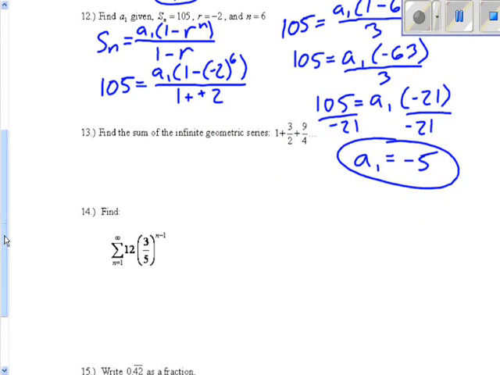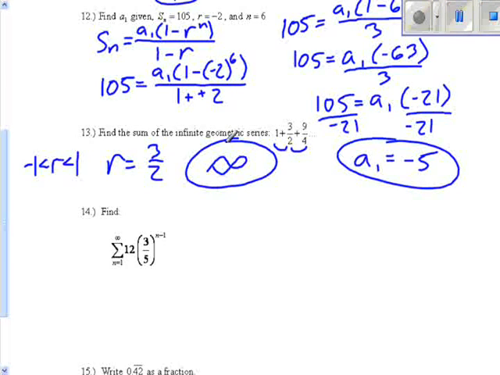For the next one, I want to find the sum of the infinite geometric series. So this is going to continue forever. So first thing I need to do is find out what I'm multiplying by. So my r value for this one, it looks like I'm multiplying by 3/2. So to get each term, we're multiplying by 3/2. Since the r value is not between negative 1 and positive 1, that means this one's going to shoot off to infinity. Okay?